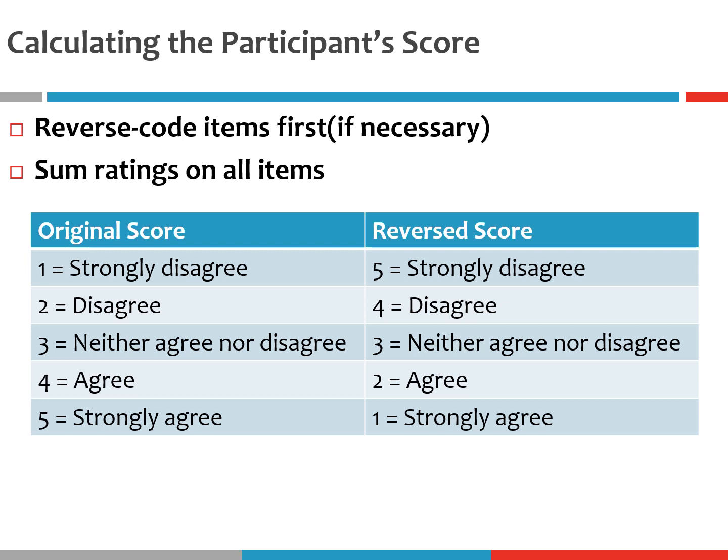So any item that needs to be reverse scored, you need to flip the scoring, and then you add up all the items together to give you a total score after you reverse the ones that need to be reversed.